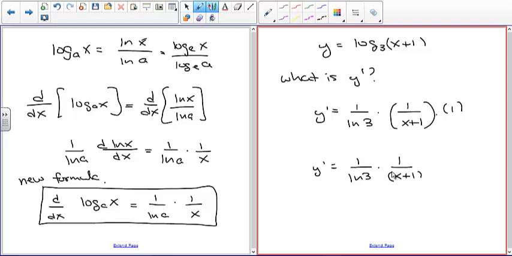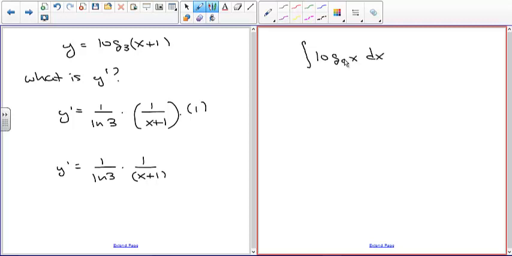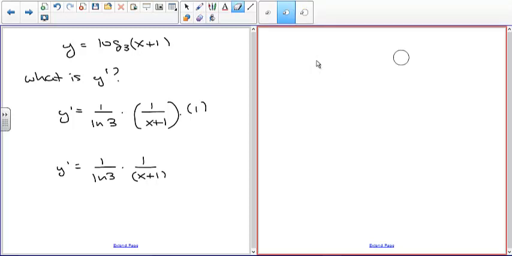So it's not surprising that the integral of log base a of x dx is going to be equal... No, we can't do that one. Actually, there is no equivalent the other way. Okay, we don't have to worry about that. So we just have a derivative formula.